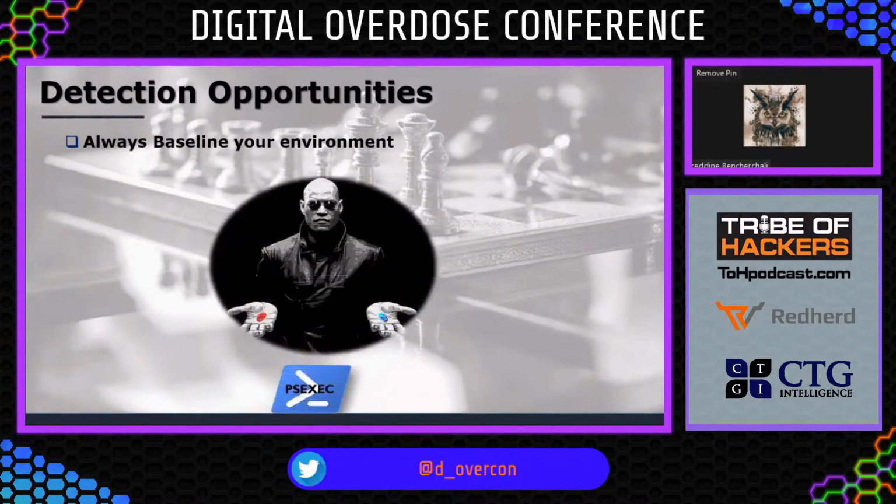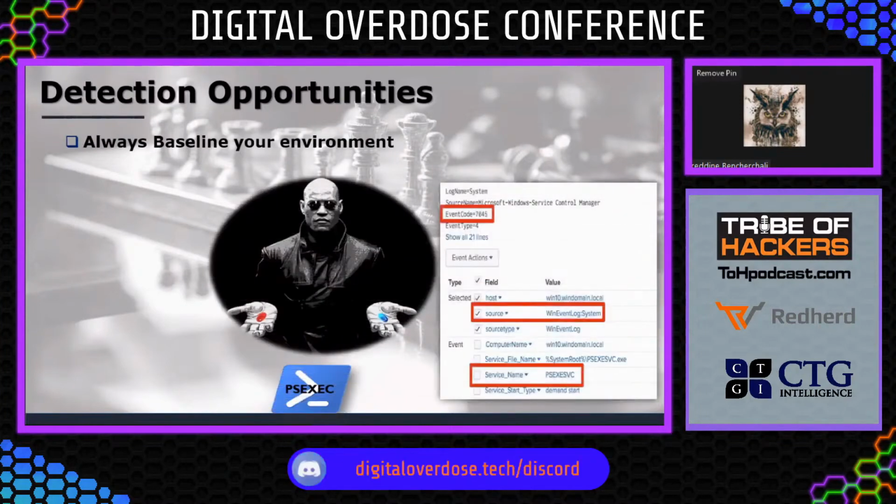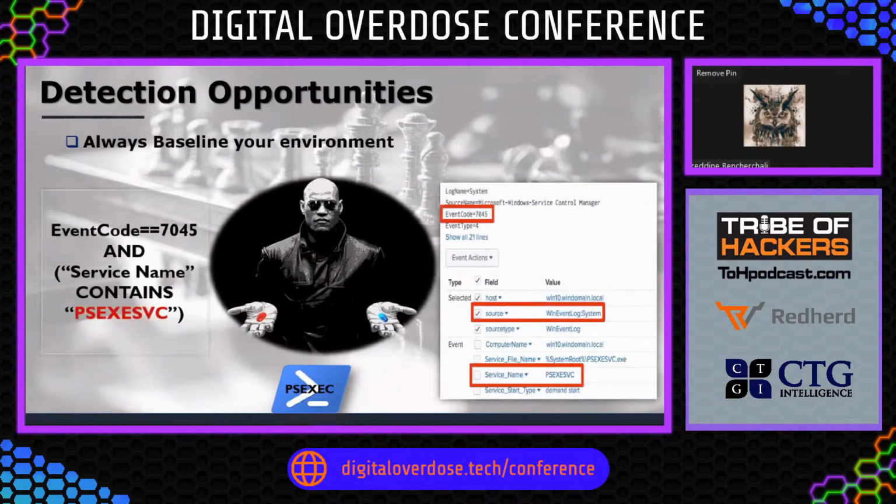Let's take a simple example of PsExec. Well, PsExec is a very well-known utility that was created to be used by administrators to remotely target computers. So when you baseline your environment, basically what are you saying? What is normal in my environment? And when I know my normal, I can detect what is not normal.